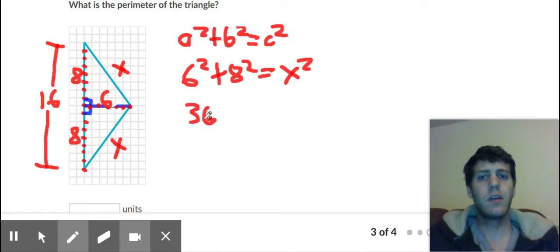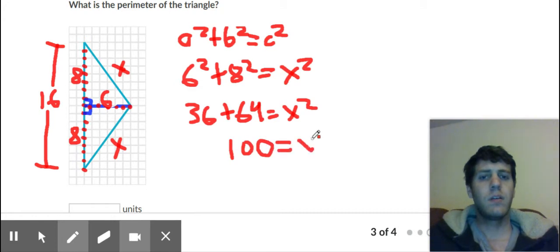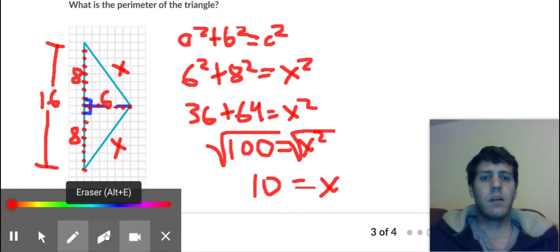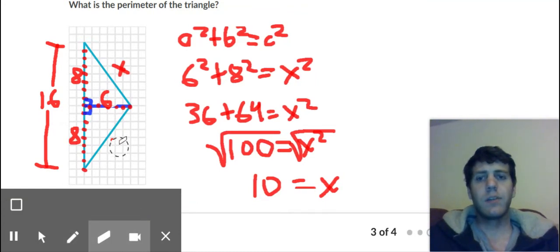6 squared is 36. 8 squared is 64. That all equals x squared. 36 plus 64 is 100. All right, to get rid of the square, we have to do the inverse operation, which is a square root. You have to do it to both sides. So we get x equals plus or minus 10, but we have to take positive 10 because it's a length, so we can't have a negative length. So then x here is 10, and x over here as well is also then going to be 10.